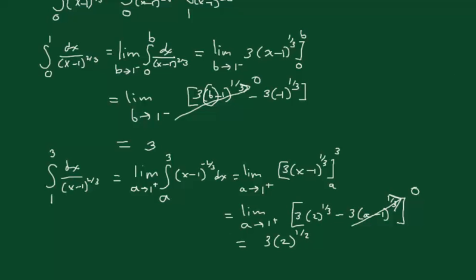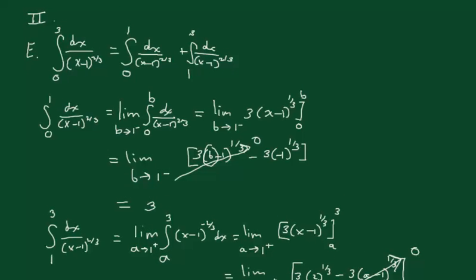So now if we go back up to where we started, we can clearly see that the answer is going to be the sum of the two respective improper integrals we just found. So 3 for the first one, 3 radical 2 for the second one, and that constitutes our answer to example E.